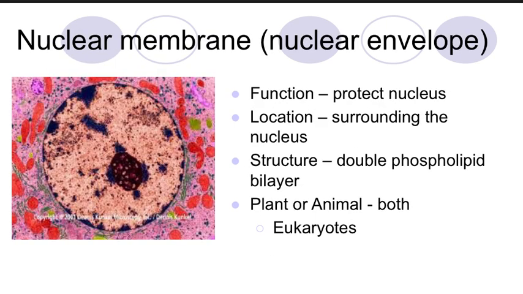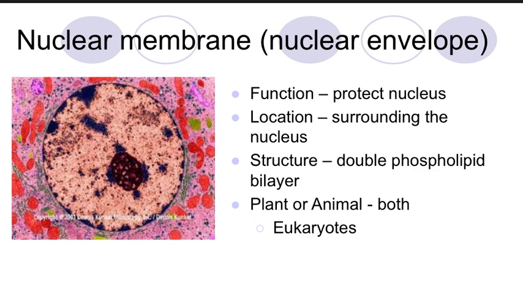Continuing on with the nucleus, the outside of it, that membrane here, has a special name. It is called the nuclear membrane, or sometimes the nuclear envelope. Function-wise, it serves to protect the nucleus, so everything inside of it. Location-wise, it's going to surround the nucleus. It's made out of membrane, right? Structure here, it's a double phospholipid bilayer.